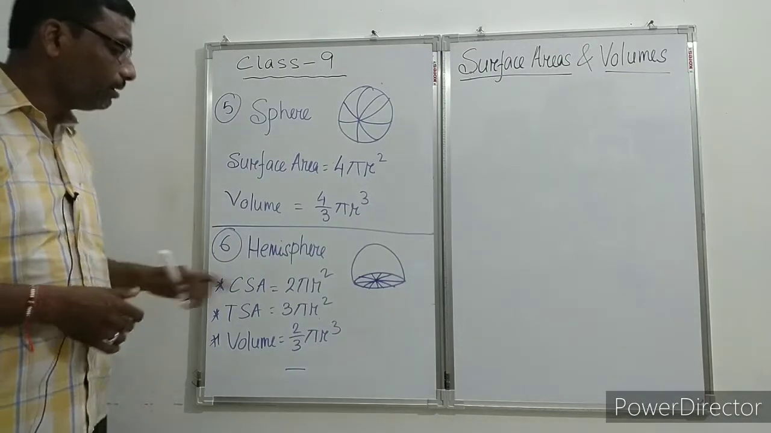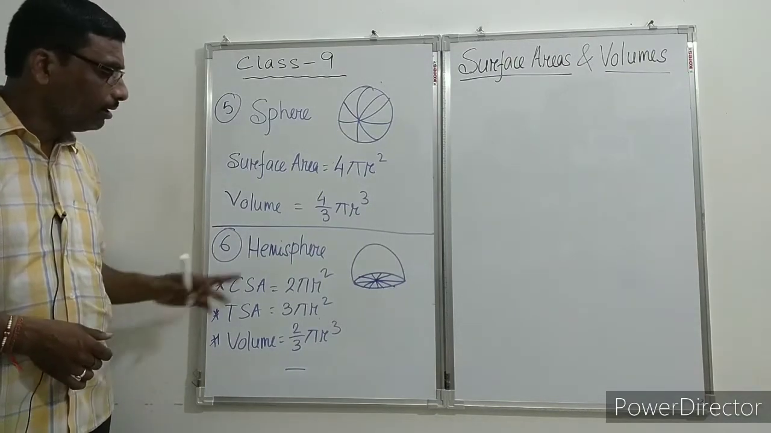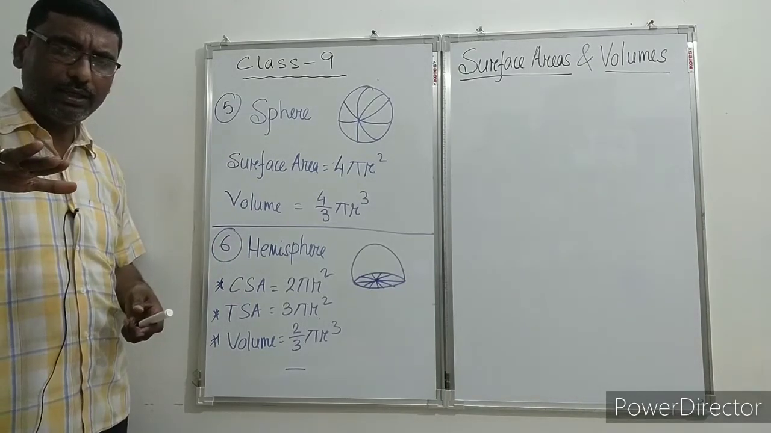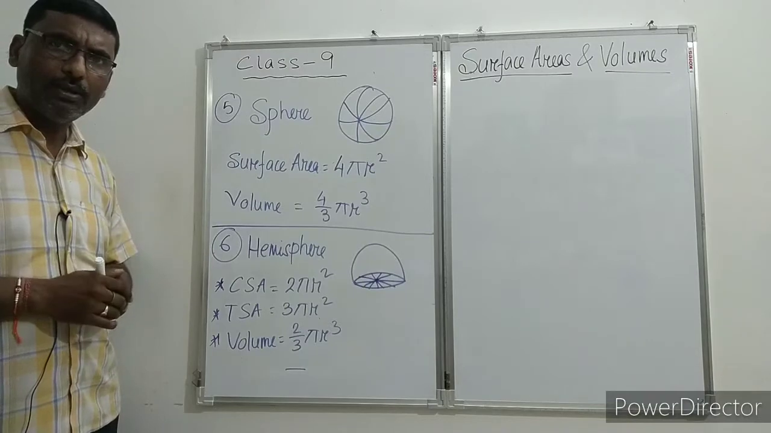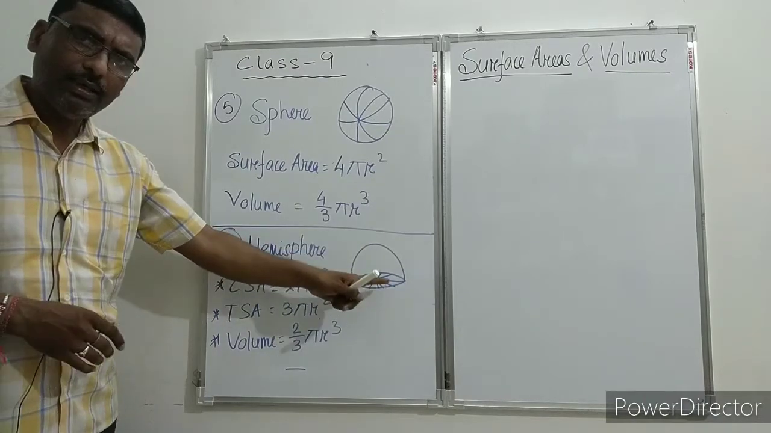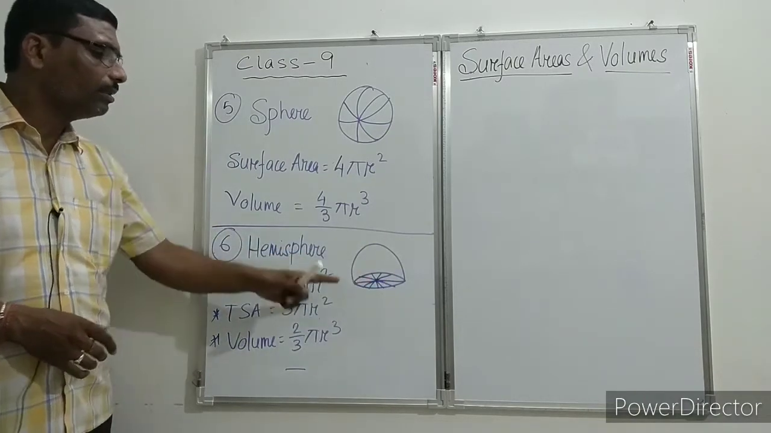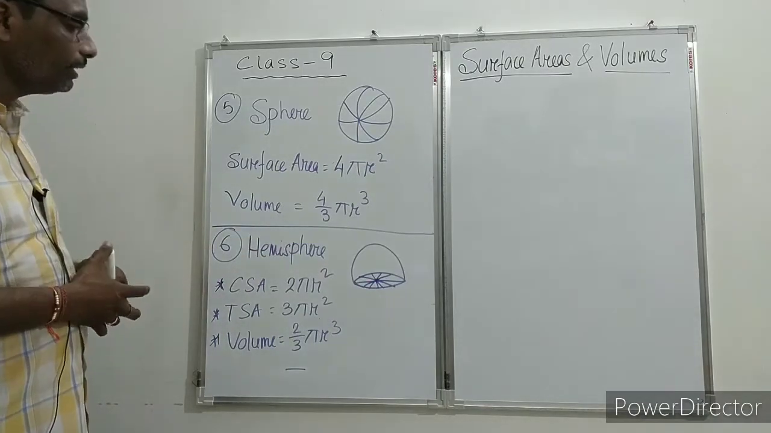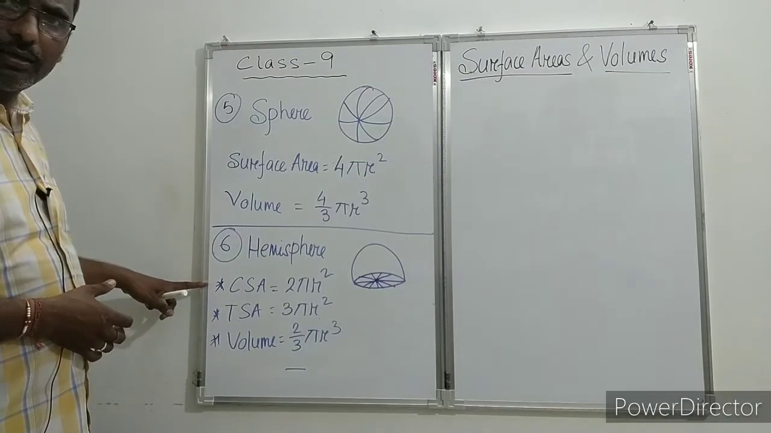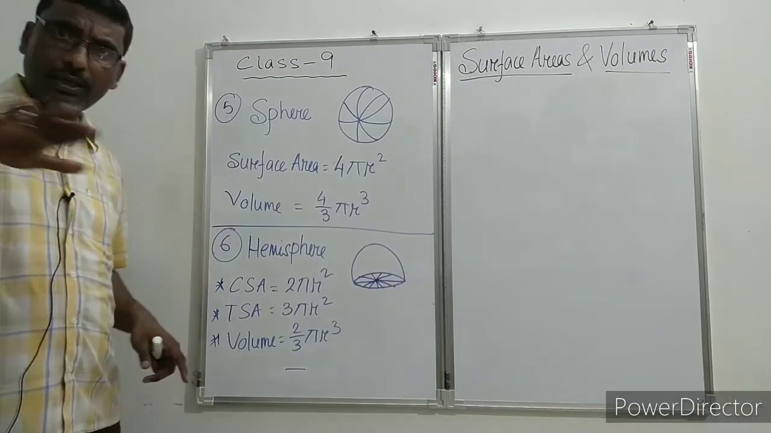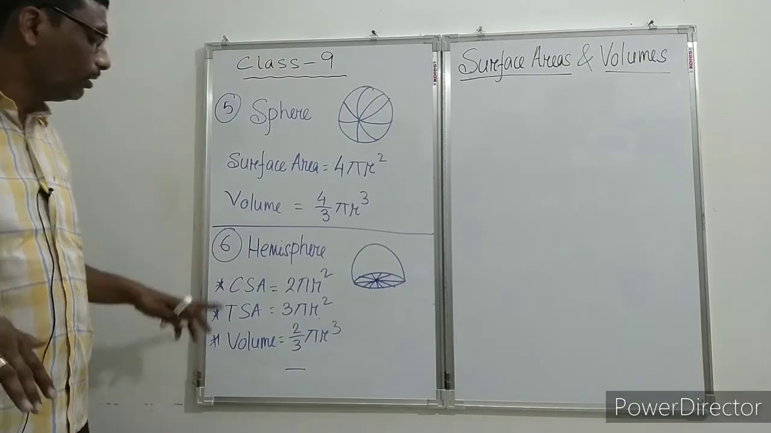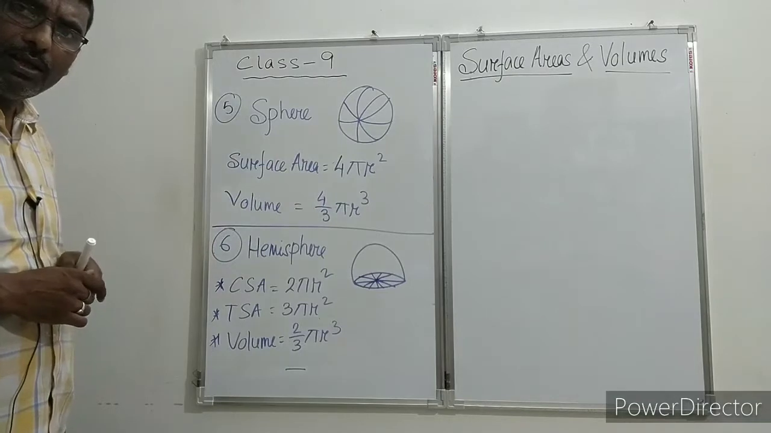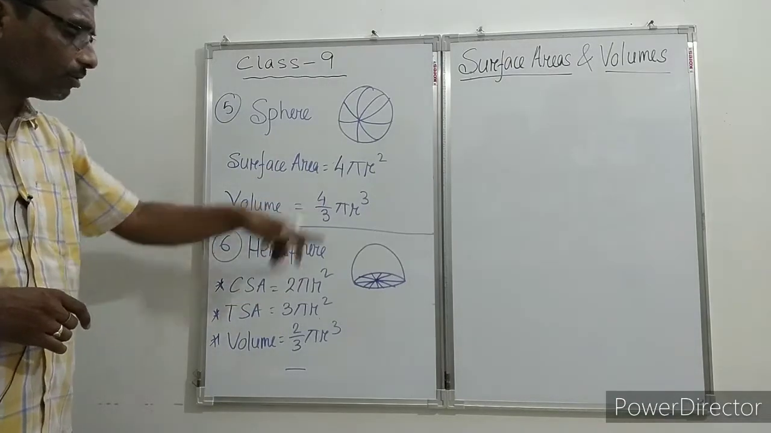And the last one is hemisphere. Hemisphere means half of the sphere. When a whole sphere is cut at the middle, at the center, then the shape formed, one side is a semicircle. Since it is three-dimensional, it is called hemisphere. Now here comes curved surface area. Because it is cut at the middle portion of the sphere, the curved surface area will be half of the area of the sphere. So that's why 2 pi r square.